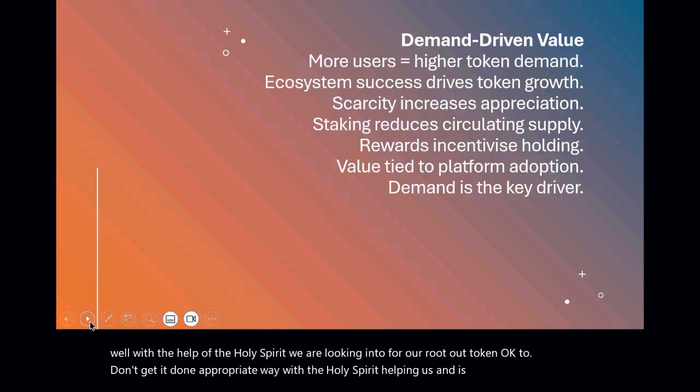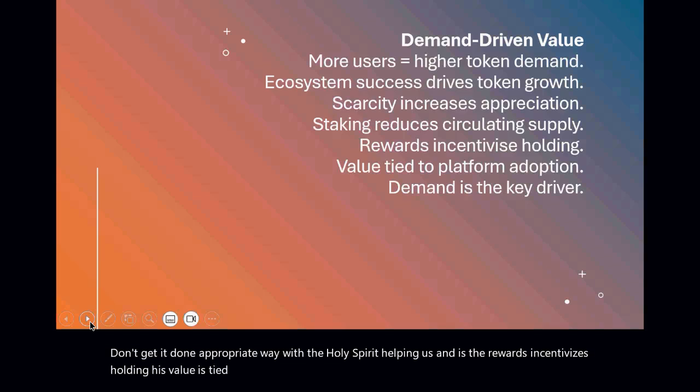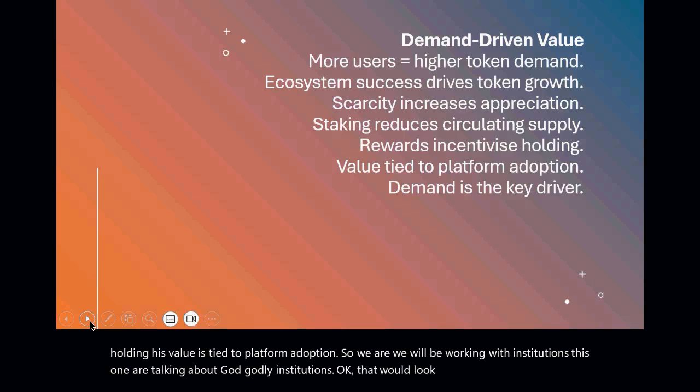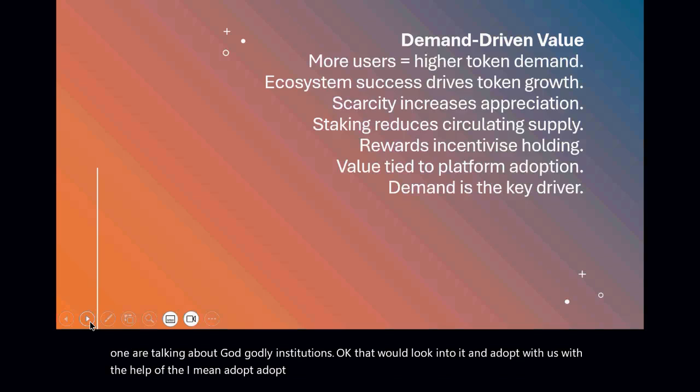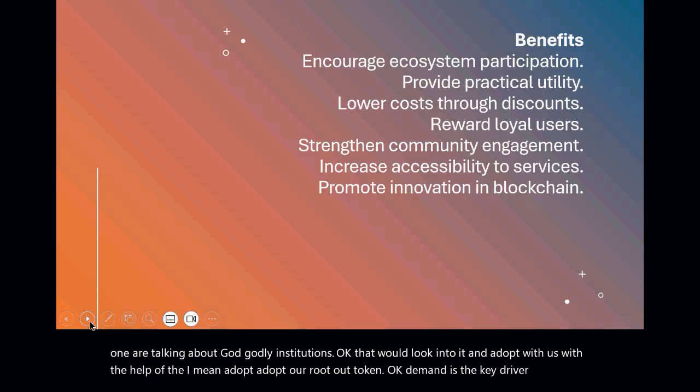And it rewards and incentivizes holding. Its value is tied to platform adoption. So we'll be working with institutions, godly institutions, that will look into it and adopt our Rootout token with us. Demand is the key driver in this case.